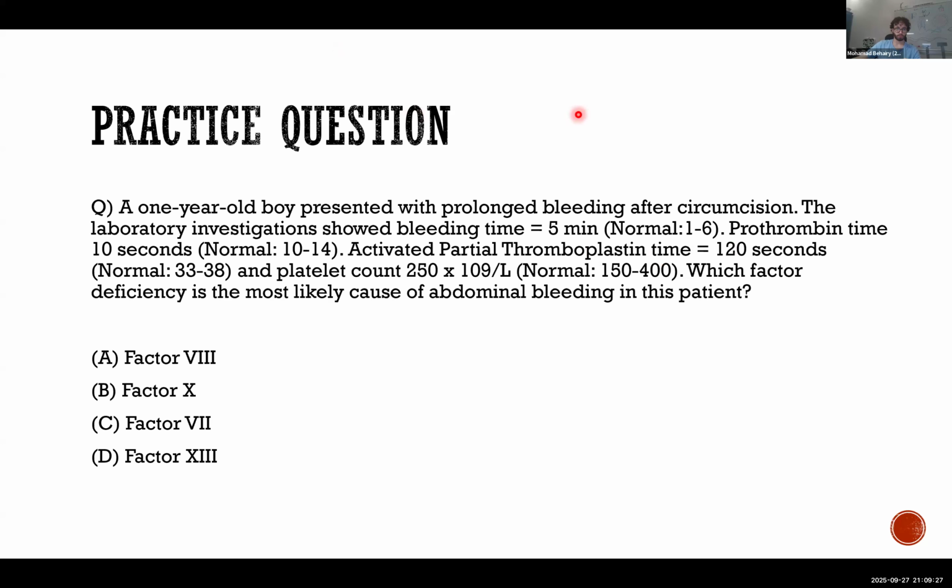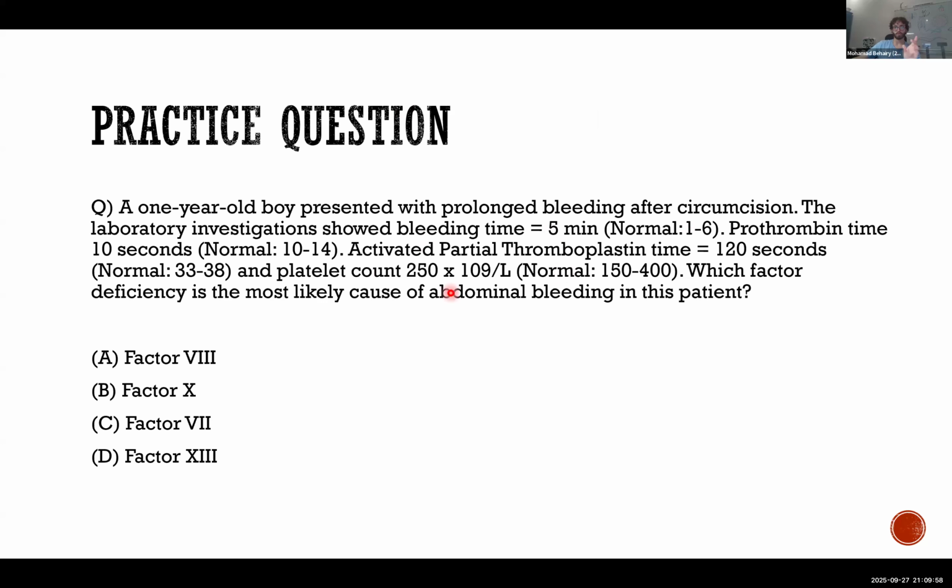We have some conflicting answers. Before we answer, do we all agree that the problem here is in the APTT, which is abnormal, as a range? Do we agree that's what's abnormal? Look, bleeding time, it's 5 and normal is 1 to 6, that's normal. Prothrombin time is 10, normal is 10 to 14. The abnormal is the APTT.